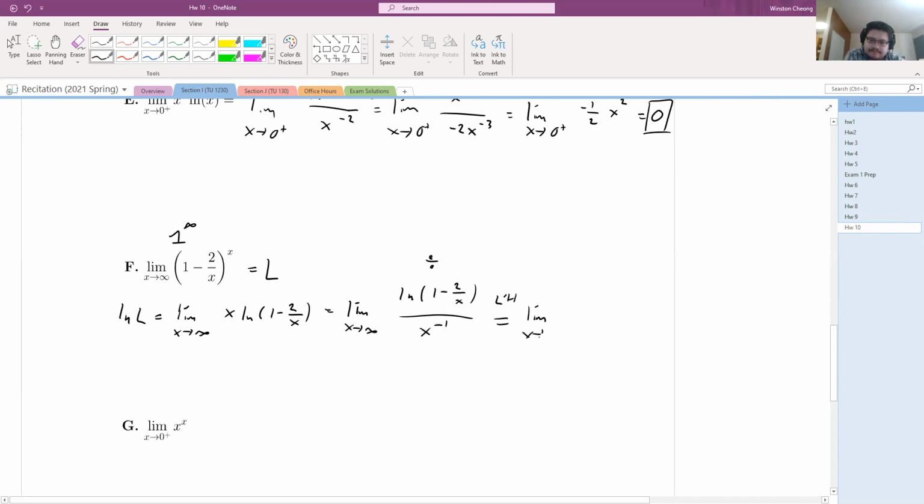Now the derivative looks a little bit convoluted, but we have to do it this way pretty much. This is going to become 2 over x squared, taking the chain rule. And then this is negative x to the negative second.